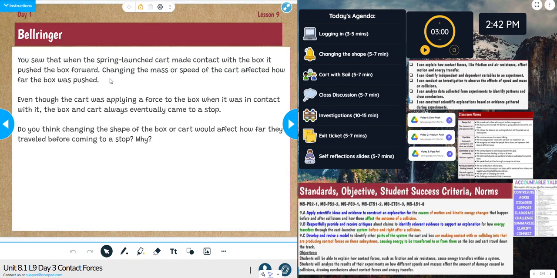So you saw that the spring-launched cart made contact with the box. It pushed the box forward. Changing the mass or speed of the cart affected how far the box was pushed. Even though the cart was applying a force to the box when it was in contact with it, the box and cart always eventually come to a stop. So do you think changing the shape of the box or the cart would affect how far they traveled before coming to a stop? Pause the video to add your answer.